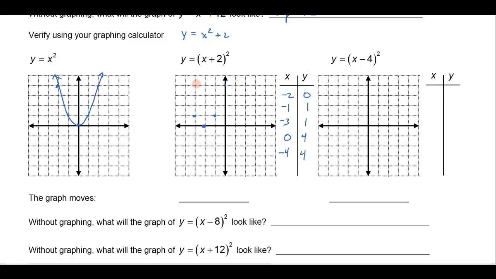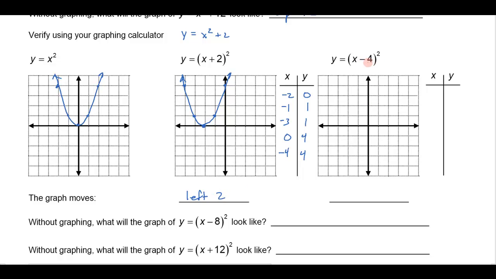So what you should recognize is that this is, again, the exact same graph I have as x squared, but it's just been moved 2 units to the left. Okay, so this graph just moved the x squared graph to the left 2.